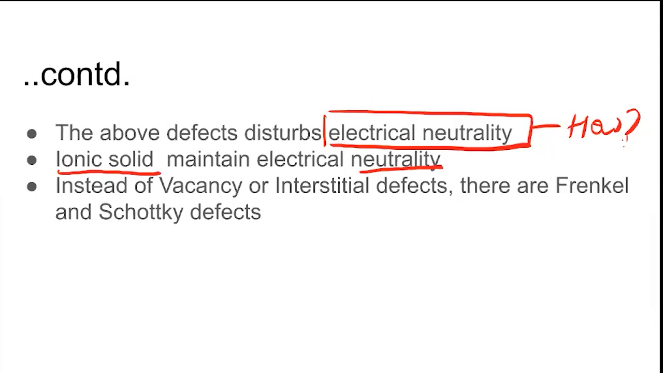So the defects caused in ionic solids, we don't call them point or line defects, we don't call them vacancy defect or interstitial defect. We have different names. They are called Frenkel defects and Schottky defects. Basically, they are the same defects as in molecular solids, but in ionic solids they have different names. In principle, they are the same kinds of defects. The name only is different. Okay.